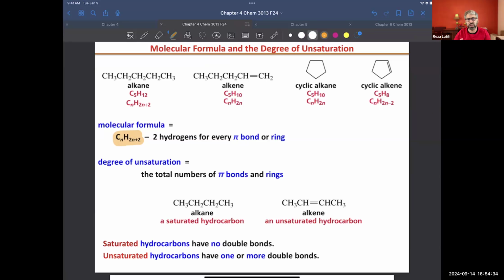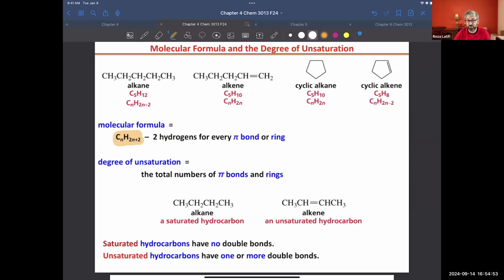You can have more than one double bond, and it depends on how many bonds or rings you are dealing with. You will subtract 2 hydrogen atoms from the alkane formula. The number of pi bonds or rings attached to the system determines the degree of unsaturation.